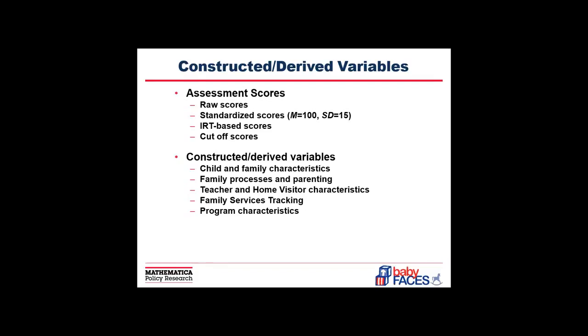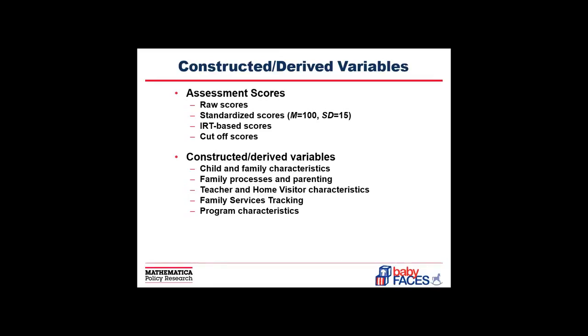Variables concerning teacher or home visitor characteristics come from one of 2 sources: the teacher and home visitor interviews and the classroom and home visit observations. It includes class ratios, observation scores, teacher or home visitor depression, and other teacher or home visitor characteristics.